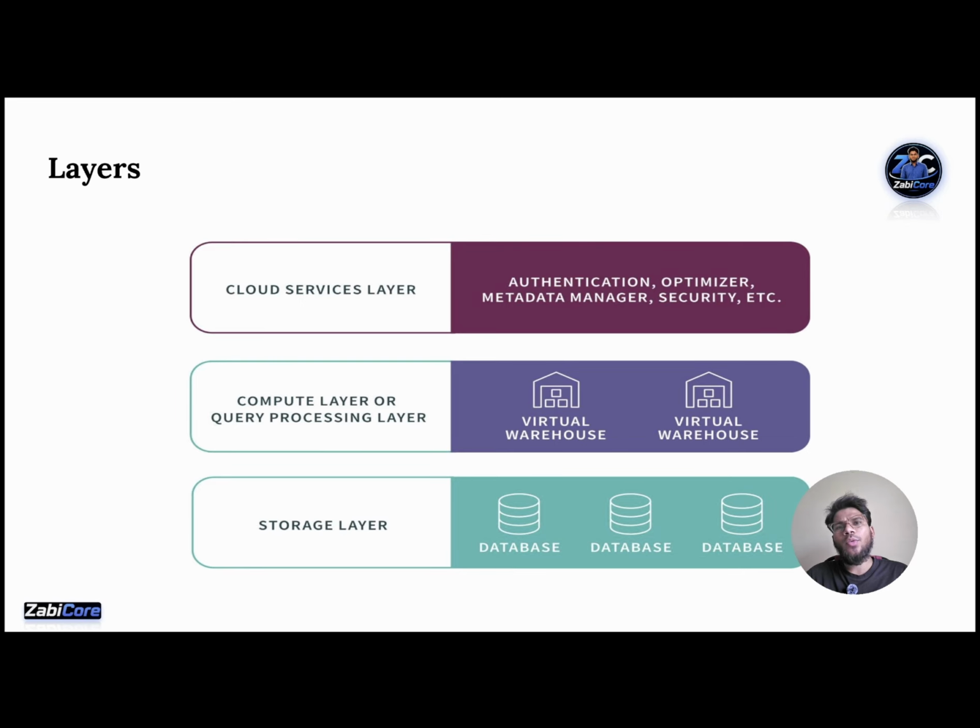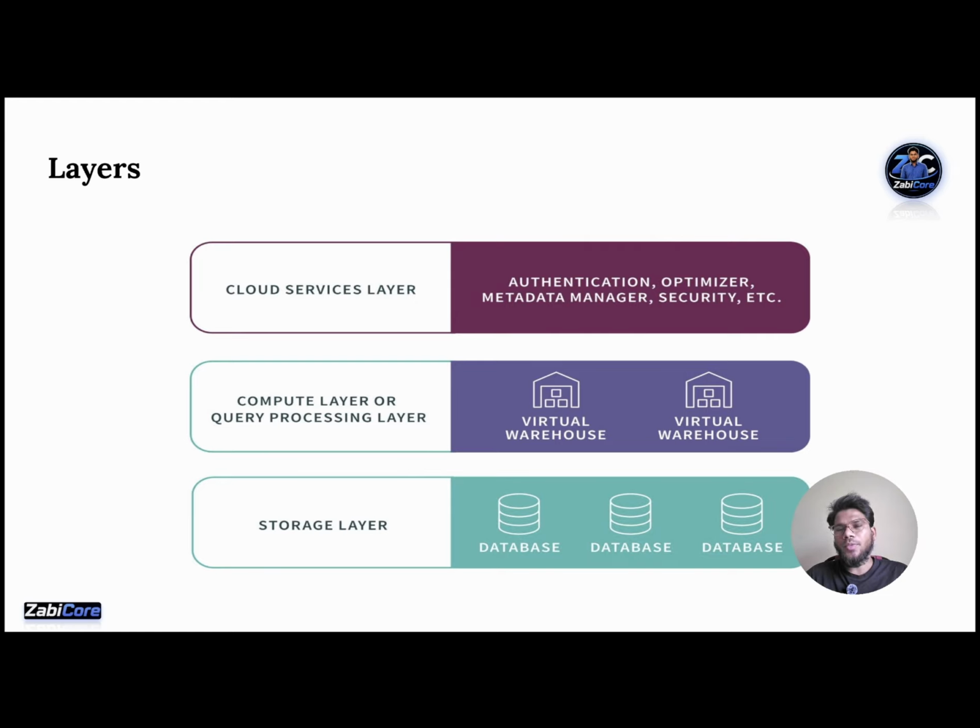So in the storage layer we can store the data in any one of the cloud providers. Snowflake uses three cloud providers: AWS, Azure or GCP. While creating a Snowflake account, it will ask which cloud provider you want to use to store your data. I'll create a separate video on how to create the Snowflake account, so right now just focus on the Snowflake architecture. Storage means we can store our data in any one of the cloud providers, in simple terms.